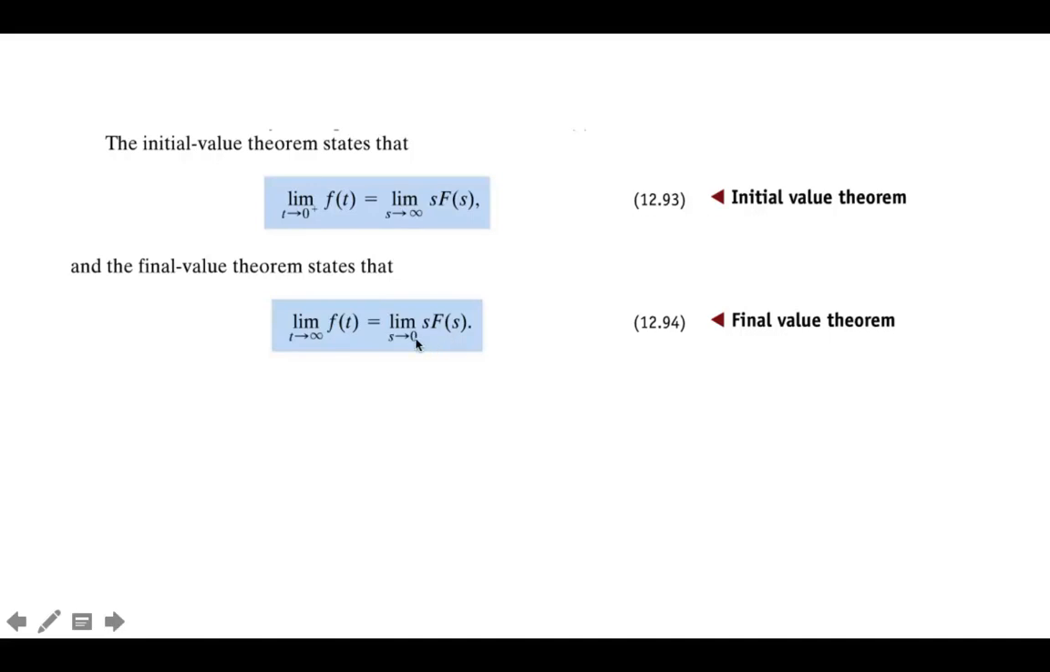For the final value theorem, we basically take our function in the Laplace domain, we multiply it by s, and then we take the limit as s approaches 0. For the initial value theorem, we do the opposite. We take the function in the s domain, we multiply by s, we take the limit as s goes to infinity. So this enables you to find initial and final values of quantities without inverse transforming back to the time domain.